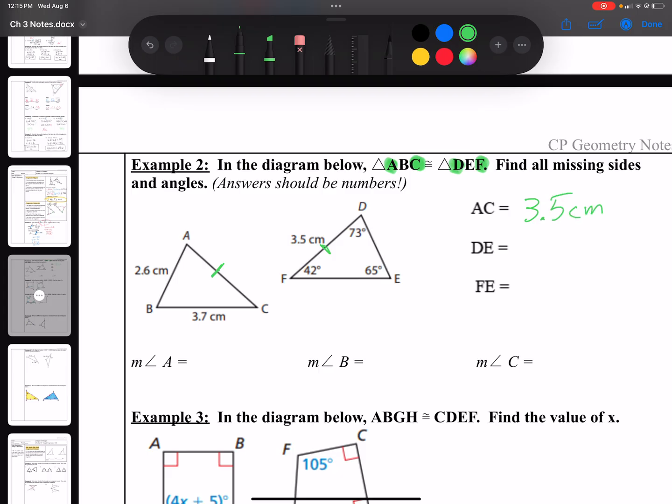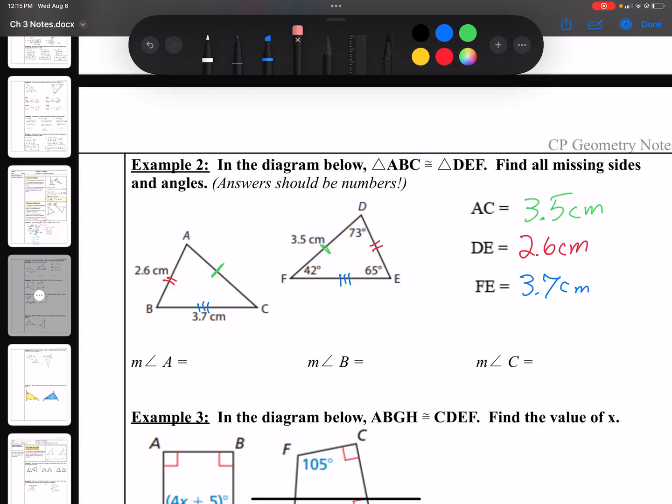What about DE? DE is the first two letters here. What's the first two letters here? AB. So I know DE has to be congruent to AB, which will be 2.6. Last, we need to figure out how long FE is. Well, FE is the second two letters. The second two letters here is BC. So that means FE has to be congruent to BC, which is 3.7 centimeters.